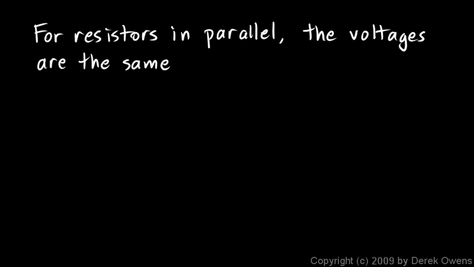For resistors in parallel, the voltages are the same. And we can write it like this. V1 is going to equal V2, and that's going to equal V3, and those are all going to be equal to V, the voltage provided by the battery.